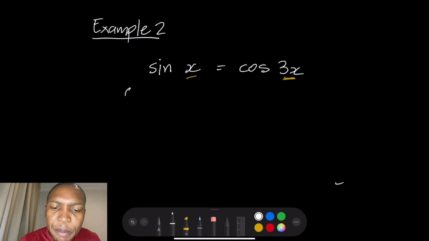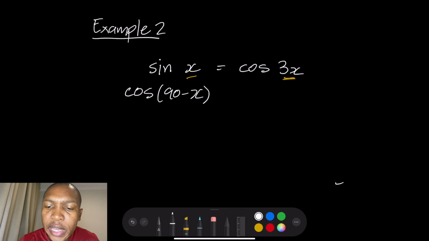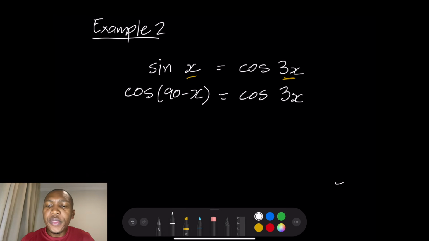Sine of x, remember this is equal to cos of 90 minus x, and so this will be equal to the cos of 3x. Now it's easy, once I get them to have the same ratio, or trig function, on either side. So I'm going to have cos of 90 minus x is equal to cos of 3x. So I've got cos and cos on either side, so I can now drop the angles.